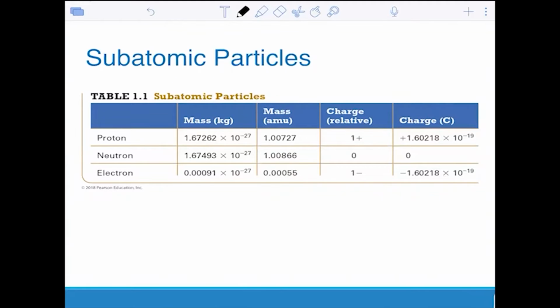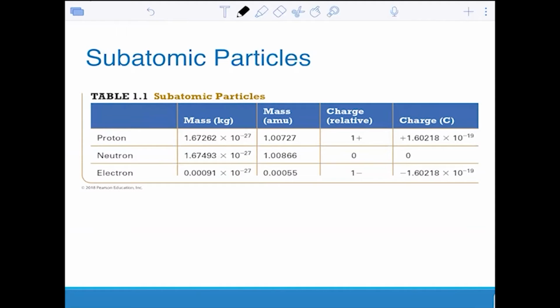We have, again, table 1.1 in your textbook that shows the mass in kilograms, which is our SI unit, the actual accepted unit for most scientific work. But in chemistry, we don't really use the kilogram that much when we're studying matter at the subatomic level. So we have introduced the atomic mass unit, and that's what we're going to talk about a little bit early on today. We also see the relative charge of the proton, neutron, and electron.